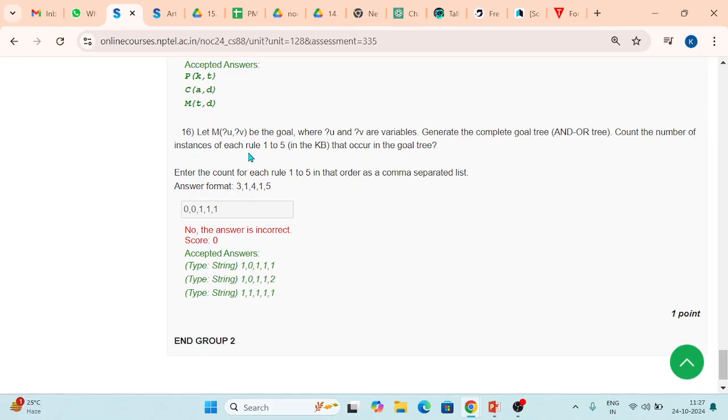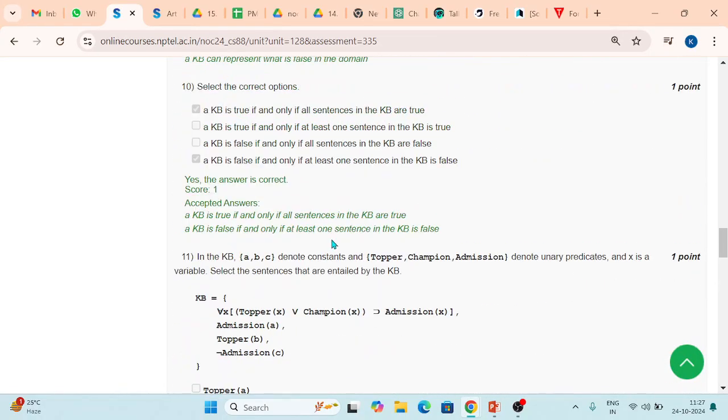You read the question very carefully whenever they are asking this type of question. Let M of UV be the goal, where U and V are the variables. Generate the complete tree. Count the number of instances of each rule that occur in the goal tree. They didn't say matches. They didn't tell whether it matches with the same U and V variables or not. Just that occur in the goal tree. That's why you can give this answer 1, 1, 1 also. So this is about week 11. Thank you.